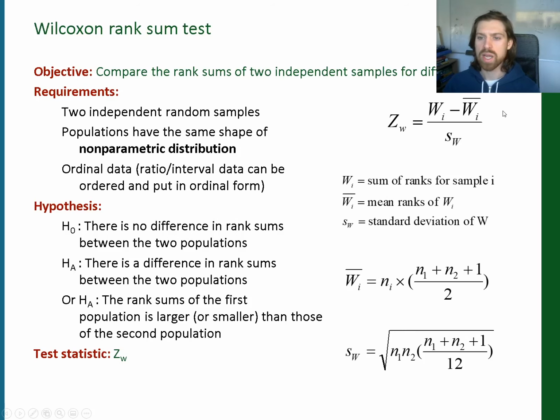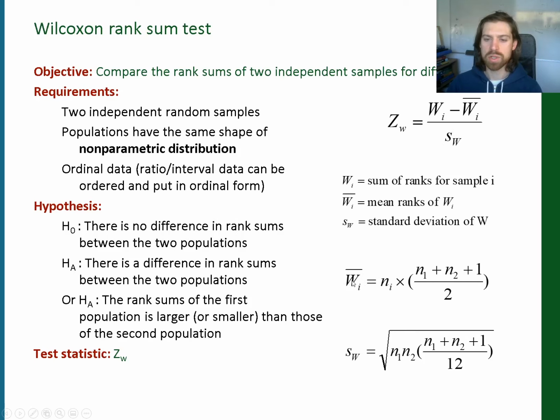So how do we calculate that? Well, this is the math equation up here that enables us to get that test statistic, ZW. So Wi is the sum of the ranks for the sample i. Bear with me, we're going to cover how we do this. W bar i is the mean rank of Wi, so that's how we get the numerator. And then we have the standard deviation of W, here, SW, as the denominator, and that's what we need to find. So how do we do that?